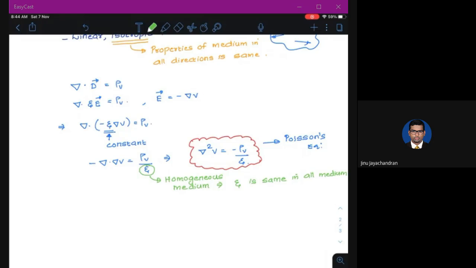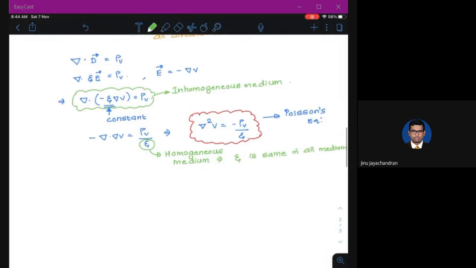Okay, so if the epsilon value is not the same in all parts of the medium, then you should make use of this equation. This is for inhomogeneous medium. Now if I say rho v is equal to 0, which means the volume charge density is 0, I can write this equation as del square V is equal to 0. And this is called Laplace equation. Okay, so the derivation is very simple. You derive it from the Gauss law, and you can just directly substitute the values.